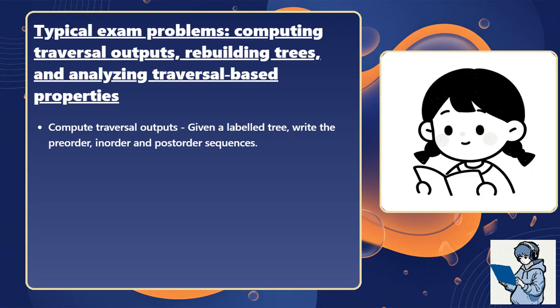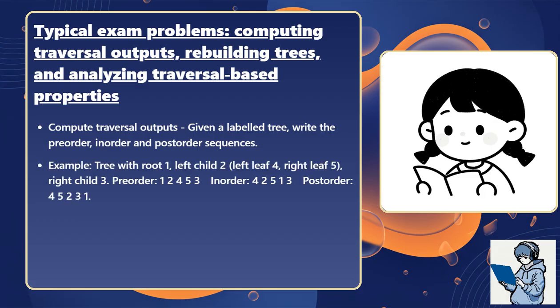Compute traversal outputs. Given a labeled tree, write the preorder, inorder, and postorder sequences. Example: tree with root 1, left child 2, left leaf 4, right leaf 5, right child 3. Preorder: 1 2 4 5 3. Inorder: 4 2 5 1 3. Postorder: 4 5 2 3 1.